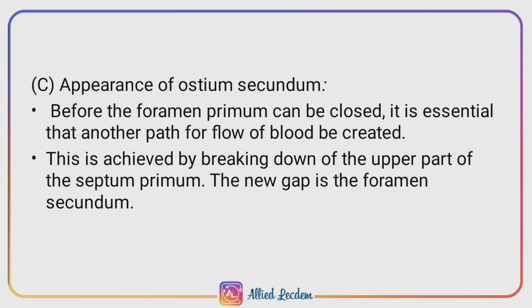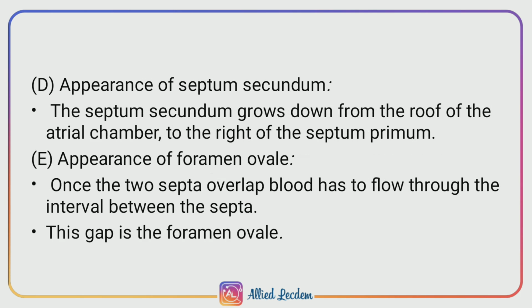Before the foramen primum can be closed, it is essential that another path for blood to flow be created. This is achieved by breaking down of the upper part of the septum primum. This new gap is known as foramen secundum. Fourth, appearance of the septum secundum. The septum secundum grows down from the roof of the atrial chamber to the right of the septum primum. As it grows, it comes to overlap the free upper edge of the septum primum.